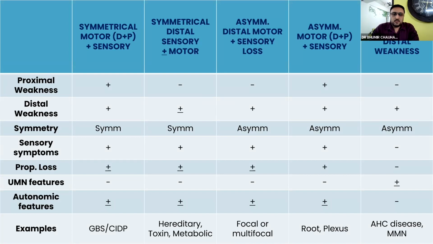Now, these are particular patterns which you should catch on clinical and nerve conduction parameters. I'll not read out everything; you can go through these at your convenience. It is your clinical findings on the left side: whether proximal weakness, distal weakness, asymmetry or symmetry, sensory symptoms, proprioception loss, upper motor neuron features, and autonomic features. So these are your clinical and nerve conduction findings on the left side, and above are the patterns which can be generated because of variable involvement of these things.